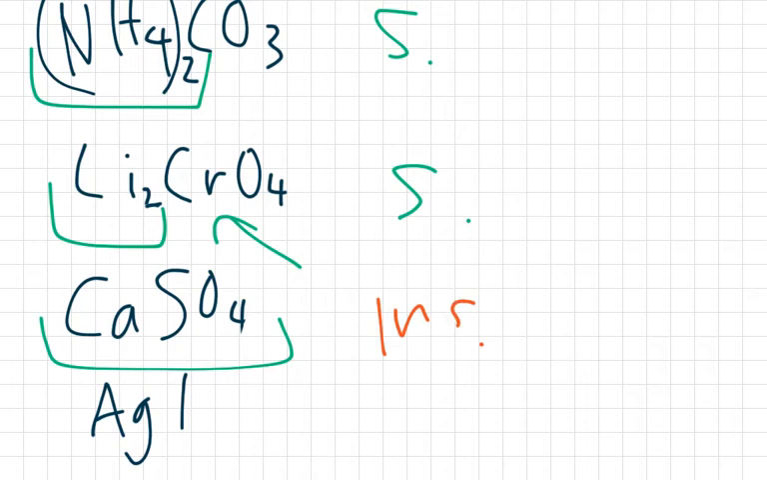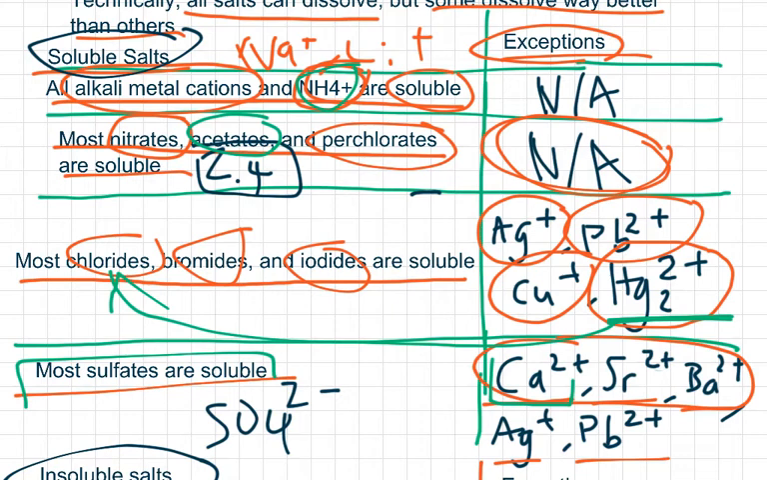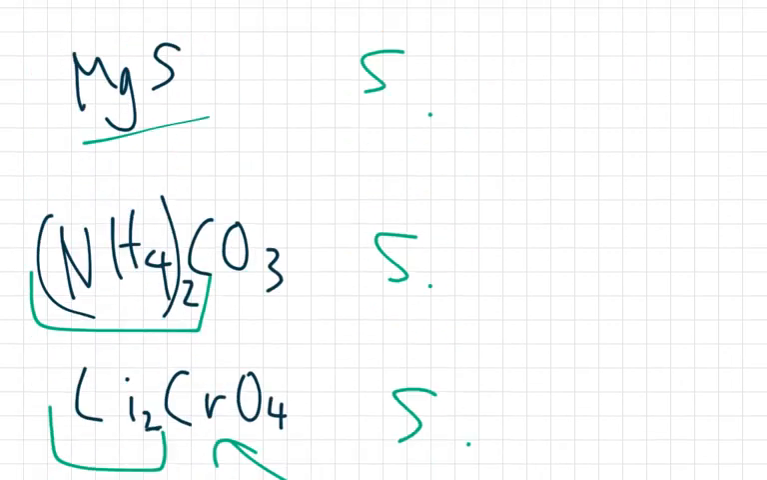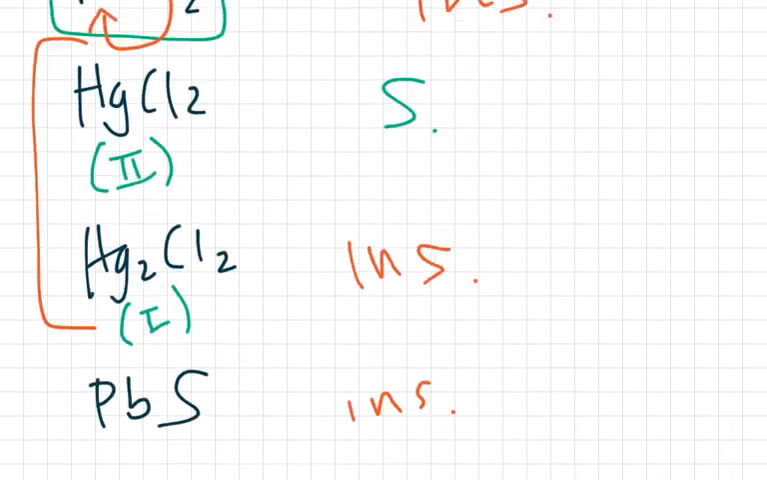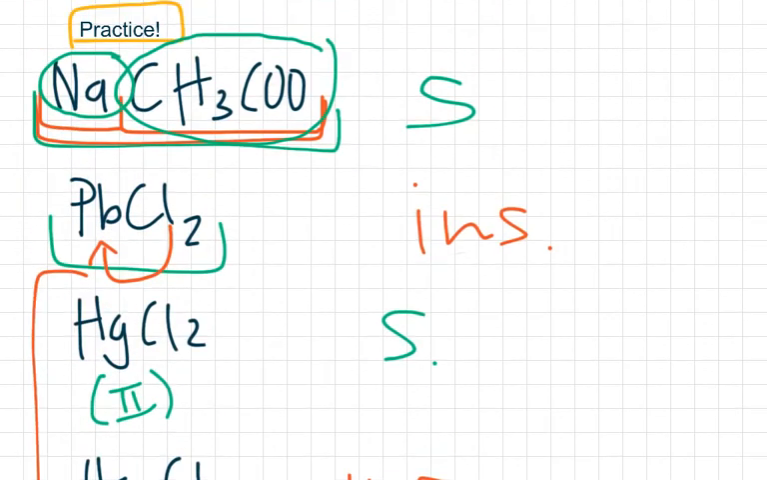Now what about silver iodide, or silver 1 iodide? But you don't really have to say the 1 since silver can only exist in the +1 form. So silver iodide is going to be insoluble because, as we saw in the rules, most iodides are soluble except for the ones paired with Ag+, for example. So AgI will be insoluble. So not that bad, we just used the rules to our advantage to figure out whether these things were soluble or not.